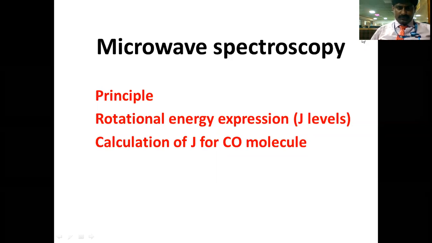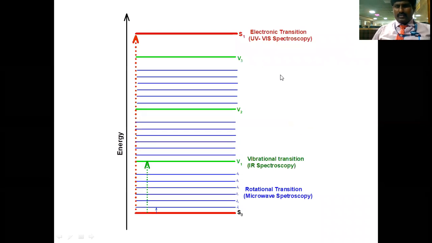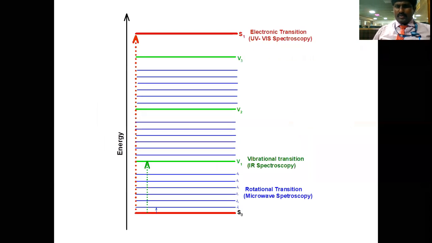Prior to that, we'll see what the transitions are. We know rotational, vibrational, and electronic transitions. Electronic transitions are higher energy than vibrational. Vibrational energy transitions are higher energy than rotational. Now we are discussing only the transitions between these blue lines.